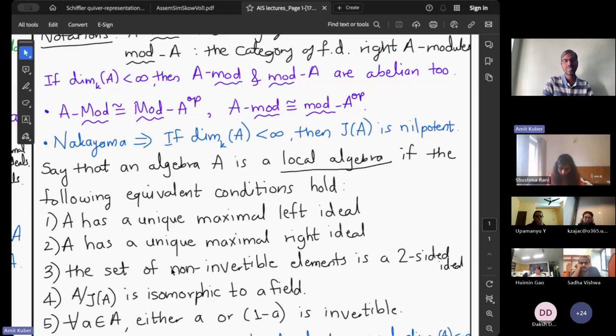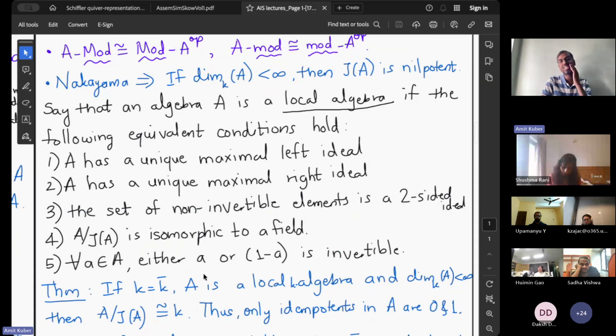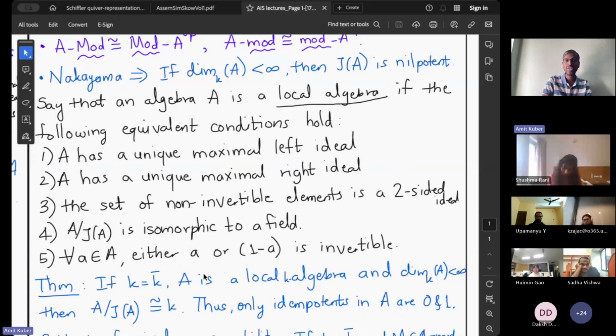And this one as well. The fifth property is also interesting: every element is either a unit or 1 minus a is a unit. So basically all the units form the complement of JA. Or look at the fourth property, it says that A mod JA is isomorphic to a field. Now, which field? Well, we don't know. It's just isomorphic to a field. This already implies that this is maximal. But which field, it doesn't matter.